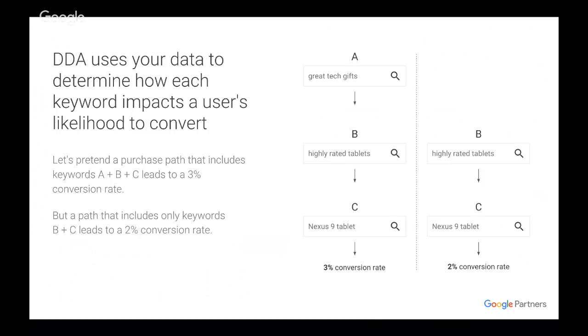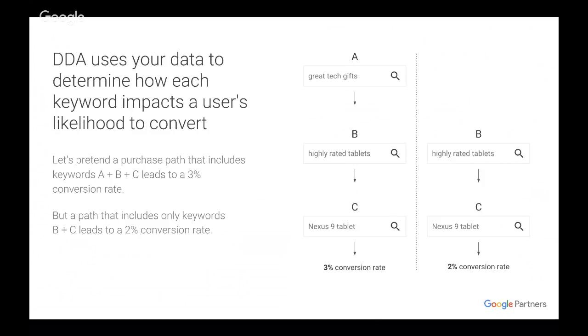Let's go through how data-driven attribution uses your data to determine how each keyword is impacting the user's likelihood to convert. Example, we're going to have these two conversion paths. Let's look at the one on the left first. You have user John looking for great tech gifts. That is his first action. Next, John looked for highly rated tablets online. And then as touchpoint C, just ABC, John looked for Nexus 9 tablet and then he converted.